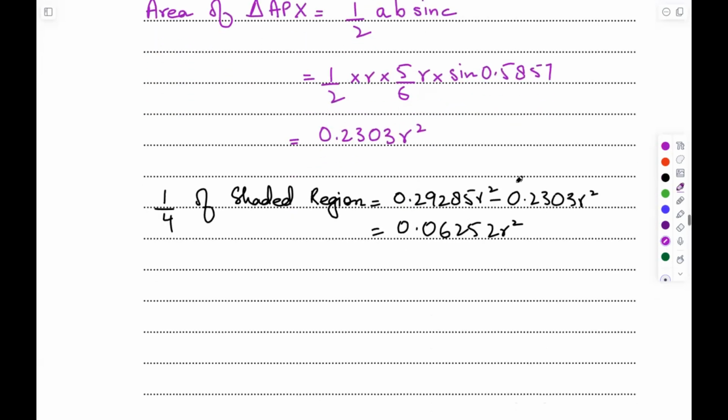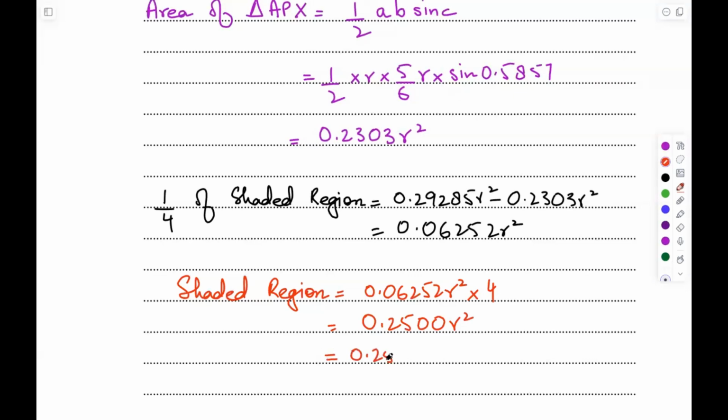So the area of the shaded region will be equal to 0.06252 R squared multiplied by 4, which will be equal to 0.2500 R squared. So we can leave our final answer to 3 significant figures. It will be 0.250 R squared for the area of the shaded region in terms of R squared.